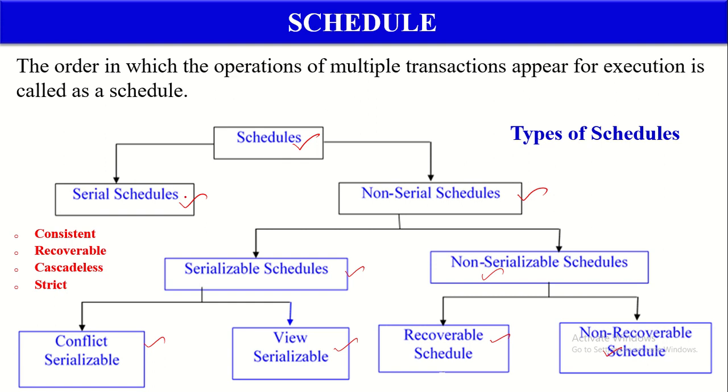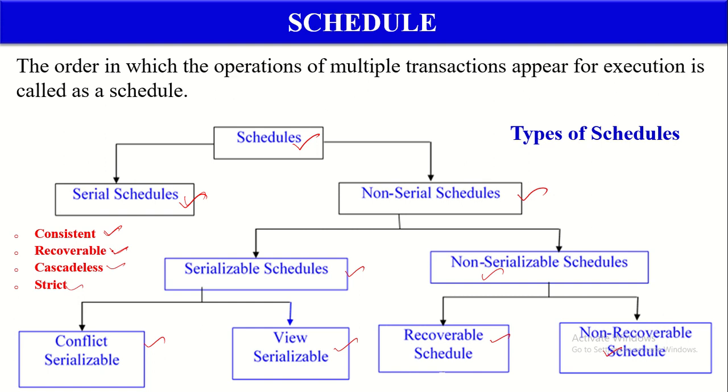Here, usually serial schedules are always consistent, recoverable, cascadeless and strict, whereas non-serial schedule may not always be consistent, recoverable, cascadeless and strict. It means that the serial schedule always maintains consistency, right? Whenever it is executed, it never leaves the database in an inconsistent state. That is, when a serial schedule is executed, there is no chance for the occurrence of errors in the data items of the database. It always ensures the integrity of the database.